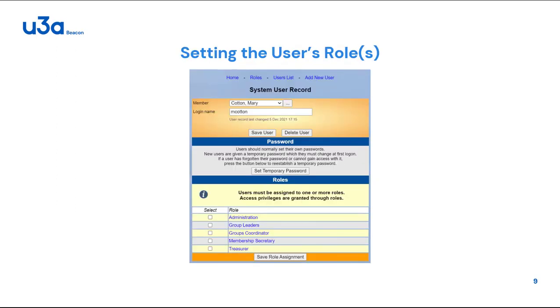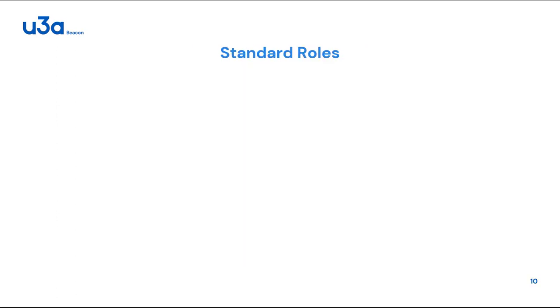You're then presented with a list of existing roles. These determine the level of access the system user has to the information stored in Beacon. By default, Beacon has 5 standard roles. Administrator has all privileges, including the ability to delete records, so it should be assigned with great care.